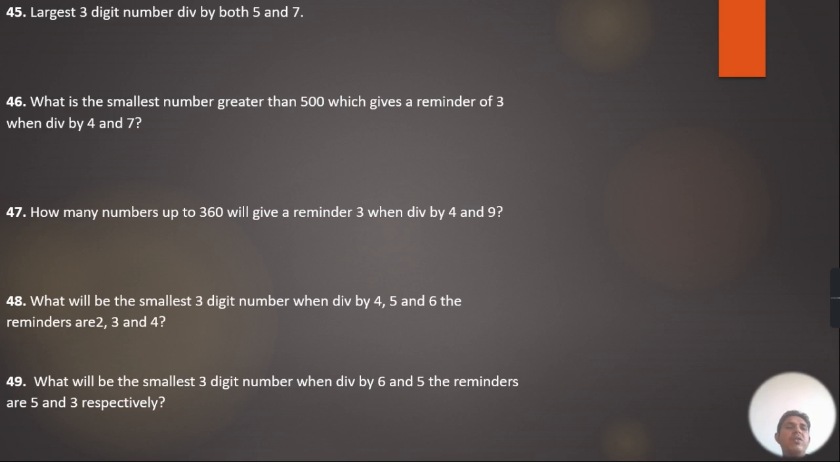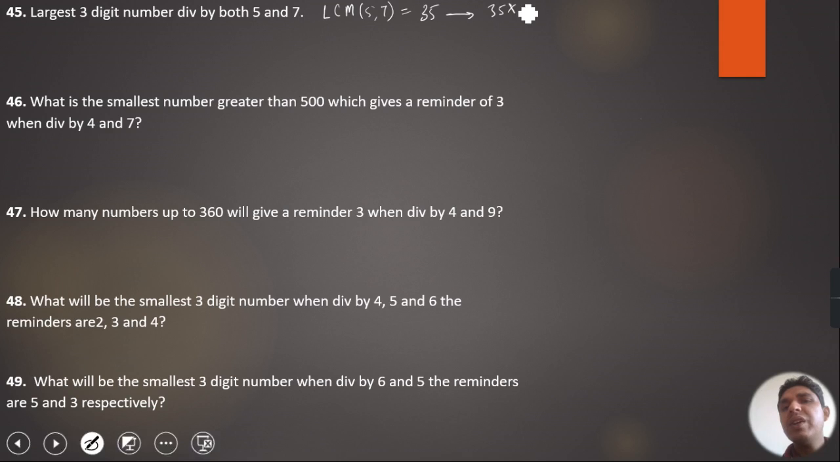The next question that we have is question number 45. The largest 3-digit number divisible by both 5 and 7, right? So students, for this just find the smallest number that is divisible by both 5 and 7, that is 35, right? But he's saying that largest 3-digit number divisible by both 5 and 7. So for making it a 3-digit number, we can just multiply 35 by 10, so we will get 350, right?